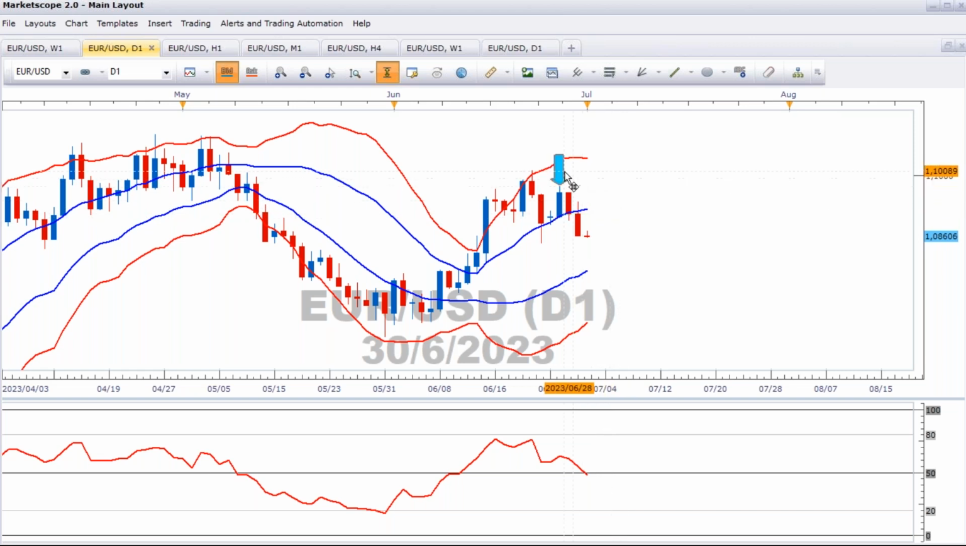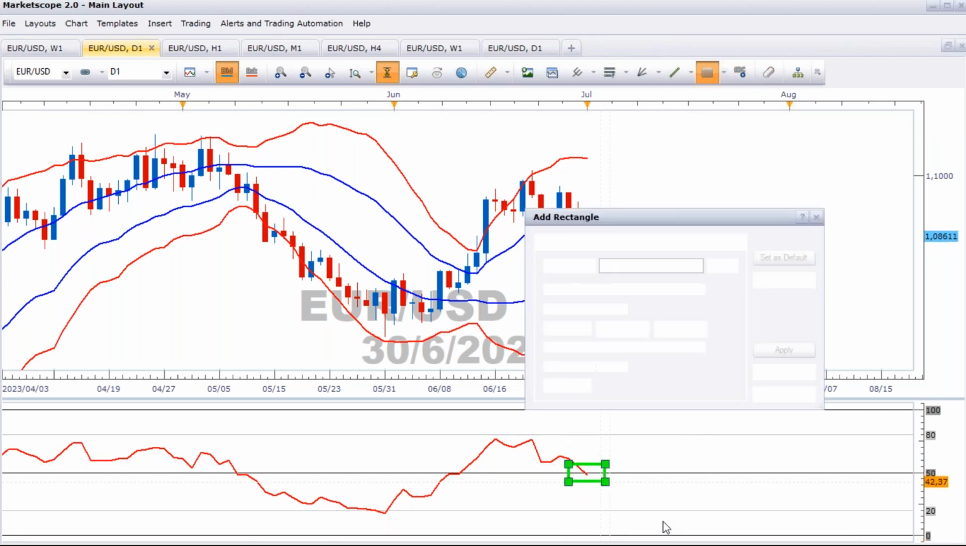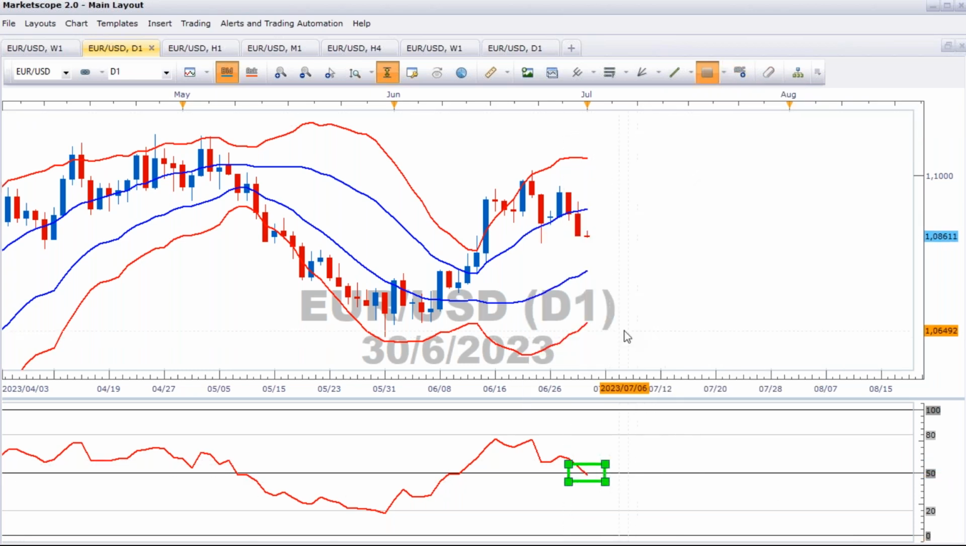So whilst it looks as if there was some strength coming in on the US dollar side, no surprise to see that there's some sort of weakness coming in from the euro side of things. And the RSI starting to push below 50. Let's take a look at the hourly and see what's happening on the hourly chart.